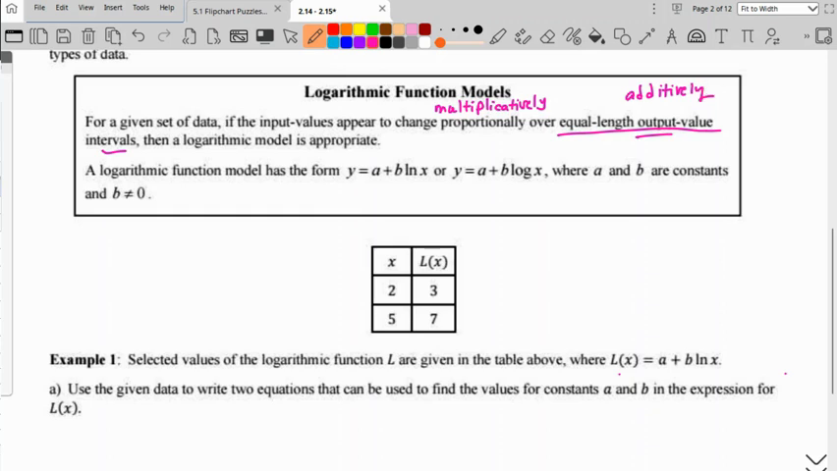A logarithmic function model has the form y equals a plus b times the natural log of x, or y equals a plus b log x. So the difference is just your base choice, whether you're doing natural log or common log, where a and b are constants and b is not equal to 0.